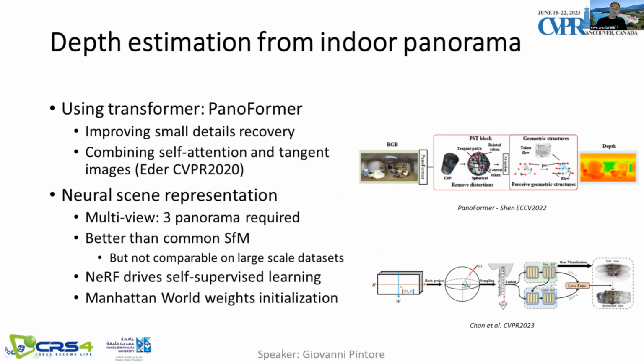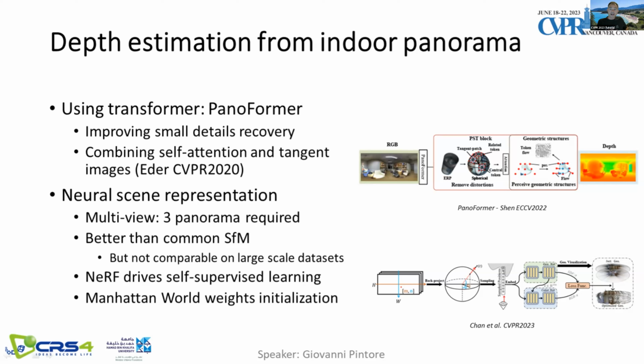More recently, modern techniques such as transformers or NeRF-based methods have been applied to this problem. In fact, the main problem in feature compression is the losing of small details. Panoformer tried to address this problem, converting panorama into tangent images, but also adopting a PST strategy and a transformer to keep track of long and short-term spatial relationship.